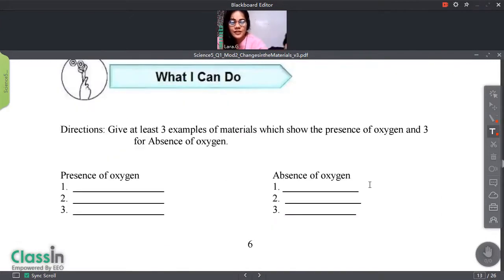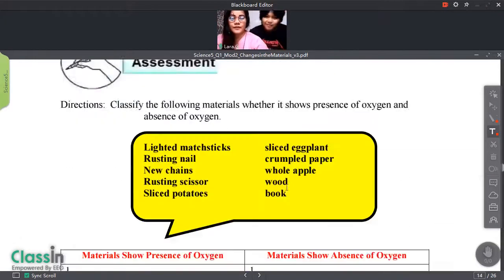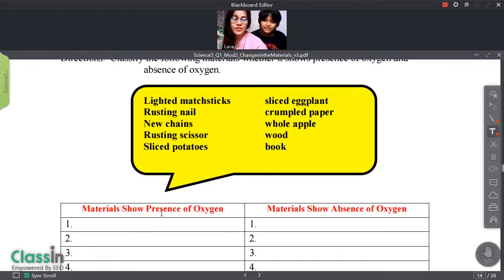Presence of oxygen and absence of oxygen, you need to think of three materials and materials that show the process. Lighted matchsticks. Is it with oxygen or absence of oxygen? Again, oxygen. Lighted matchsticks is a material that shows presence of oxygen.